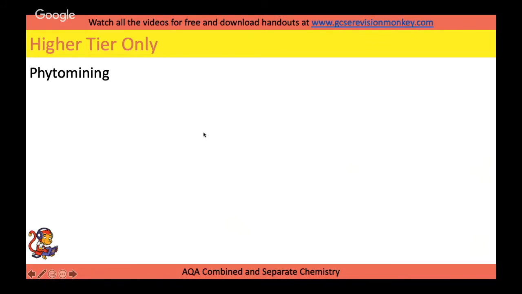So, phytomining, something completely different now. Phytomining, P for phytomining, is to do with plants. Now, for higher tier, you need to be aware of the problem that many of our finite resources of copper are running out.